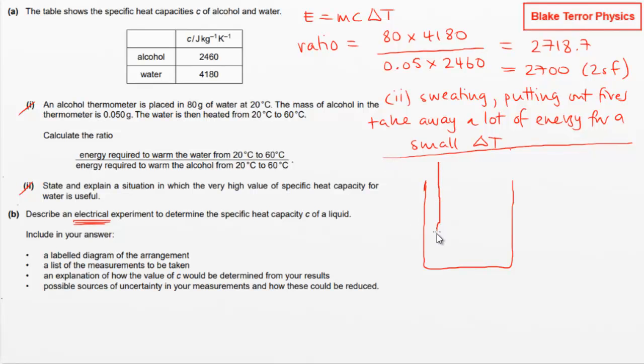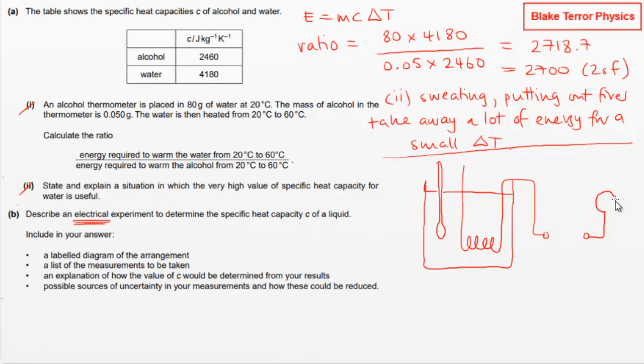you're going to want a thermometer in it. So draw your thermometer, have your liquid coming across. We're going to then have the heater going in. So we have our electric heater. That can come out, go to our power supply.